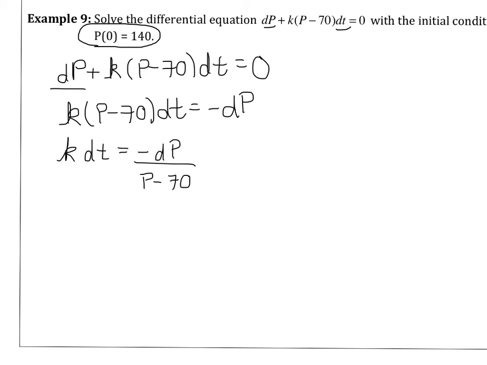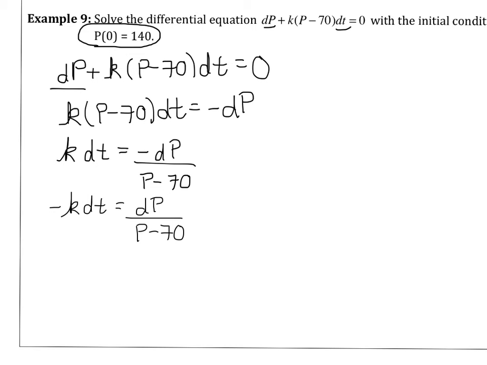And you don't have to do this. This is just an aesthetic choice on my part. I'm going to move the negative over to the left-hand side, just because since p is like my y, I kind of want to keep as much away from it as possible. But again, you don't have to. So I'm just going to say negative k dt equals dp over p minus 70.